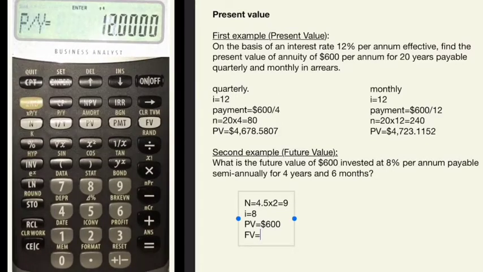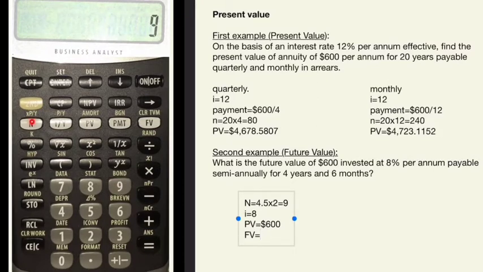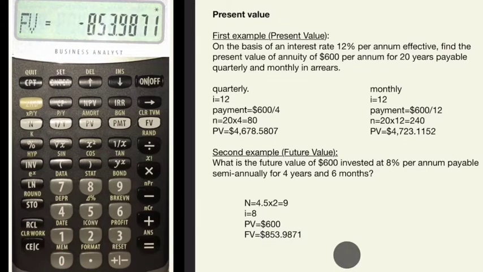Press second PY equals to 2 because payable semi-annually. Press enter. Press down button. CY also 2. Then press enter. Second quit. Our N is 9, so 9 N. Our interest is 8, so 8 IY. Present value 600, PV. We don't have any payment, so 0 payment. We press compute FV, so we get the future value.